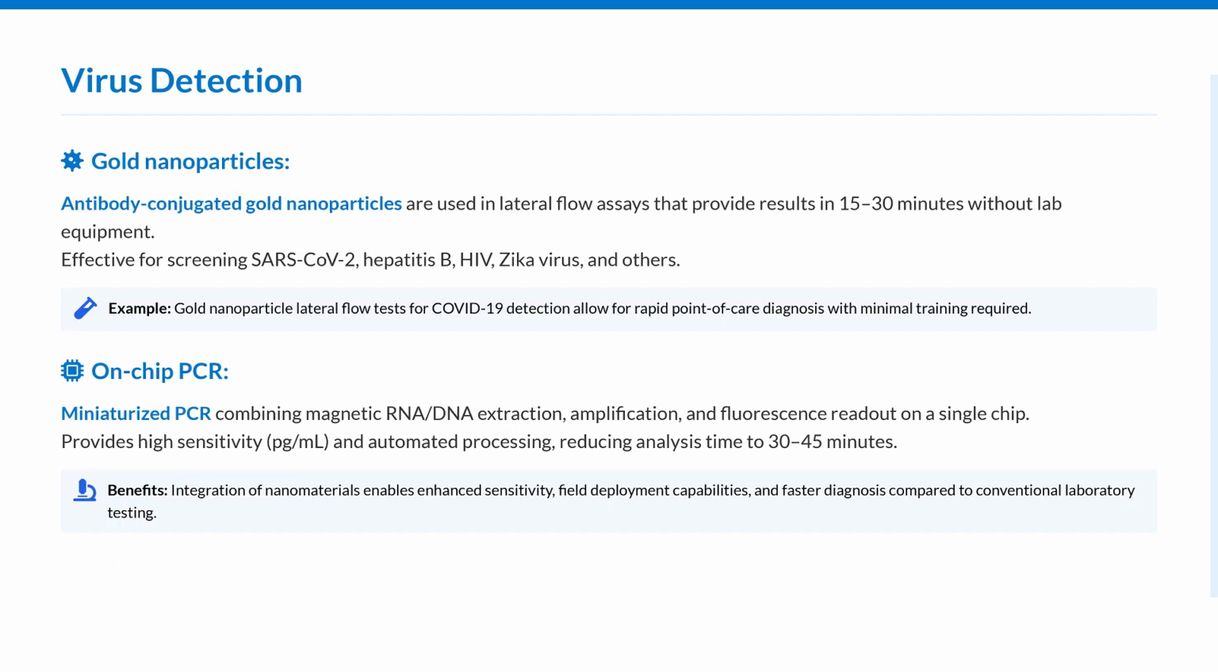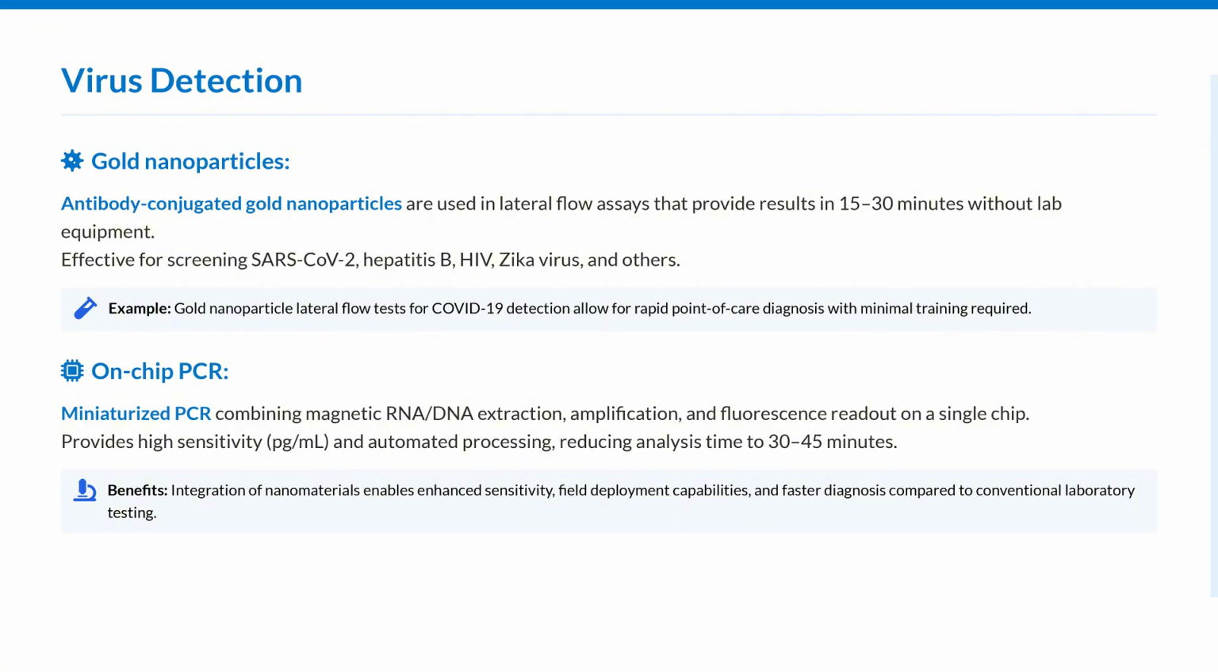Virus detection. Gold nanoparticles: antibody-conjugated gold nanoparticles are used in lateral flow assays that provide results in 15-30 minutes without lab equipment. Effective for screening SARS-CoV-2, hepatitis B, HIV, Zika virus, and others. Example: gold nanoparticle lateral flow tests for COVID-19 detection allow for rapid point-of-care diagnosis with minimal training required.